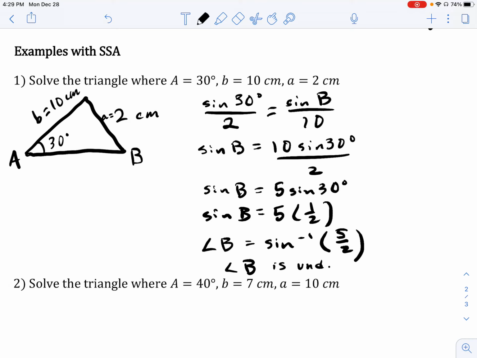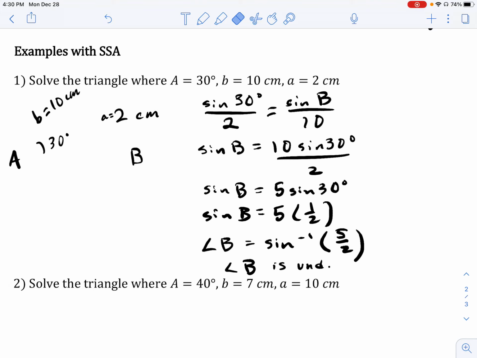And so if we take a step back and think about what we're seeing here, we're saying that there is no angle B that could possibly exist that would actually make this triangle exist, given the dimensions we were provided, with side B being 10 centimeters and side A being only 2 centimeters. I know I didn't really draw this to scale, and you wouldn't have been expected to do that.